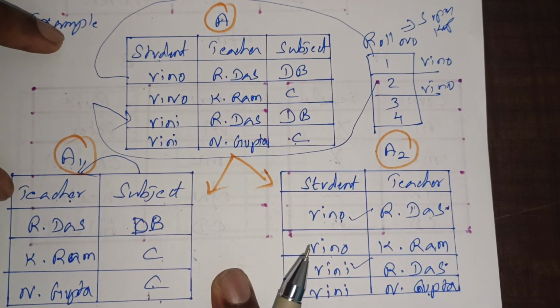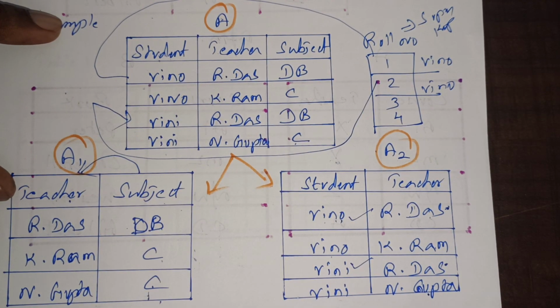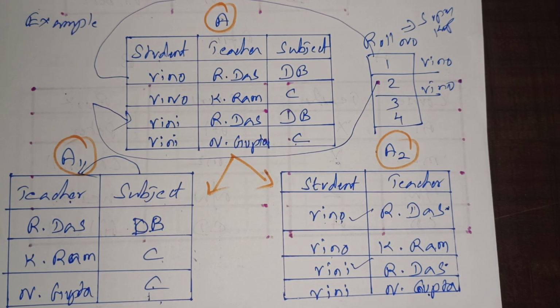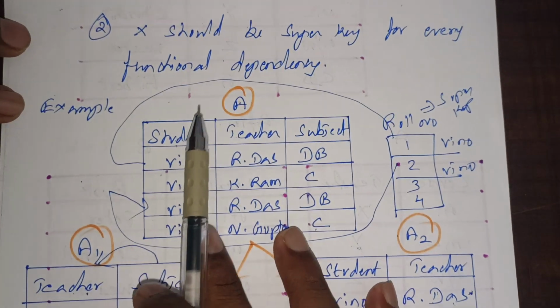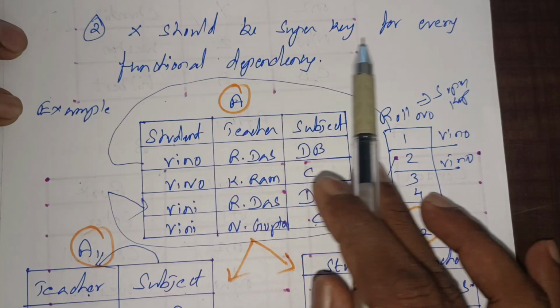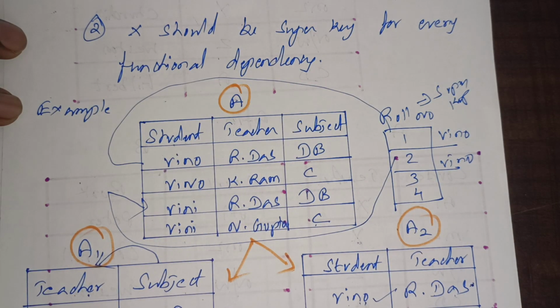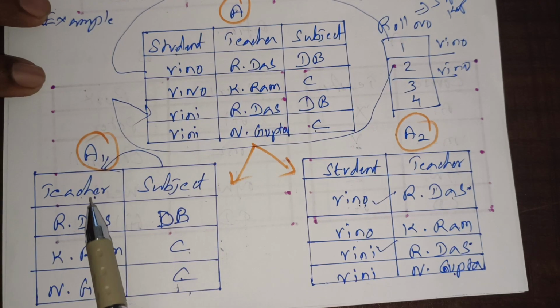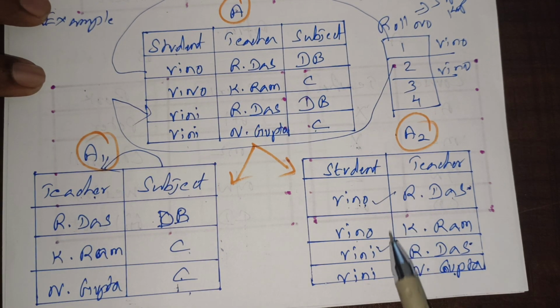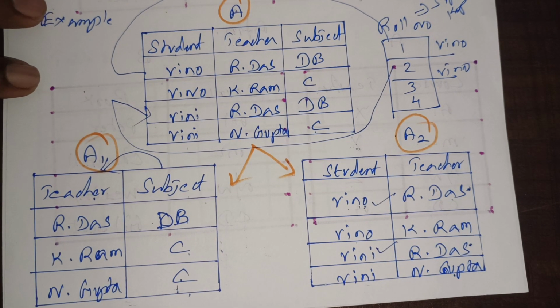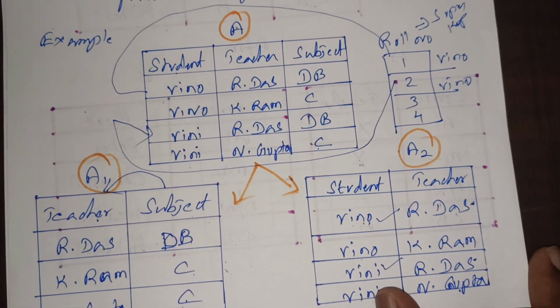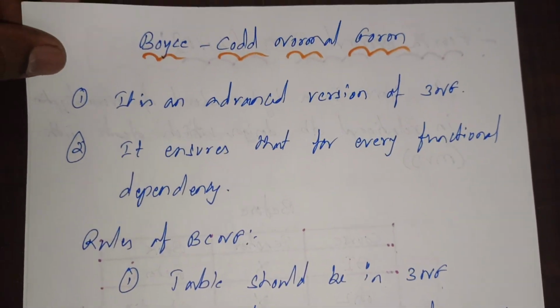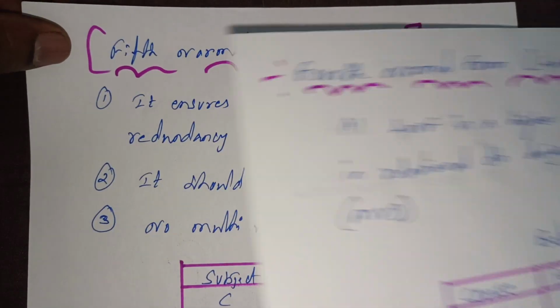If we want to reduce this functional dependency, then we need to adopt third normalization form, right? So X should be a super key. Some column should be a super key for every functional dependency, right? So here the functional dependency we can see is a teacher, but here there is no functional dependency, right? I hope you understood how this BCNF is actually working in normalization form.